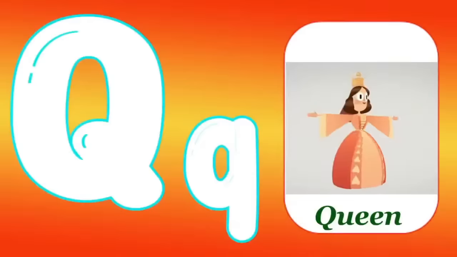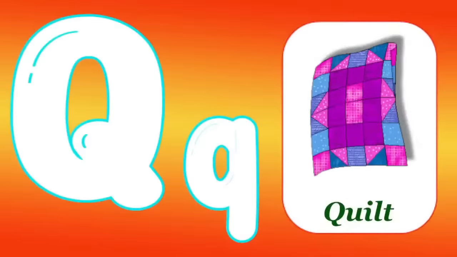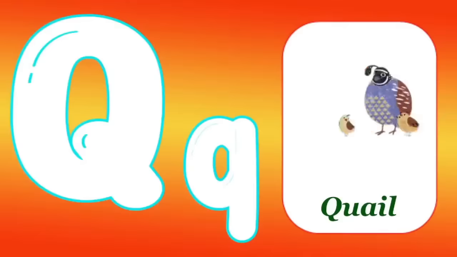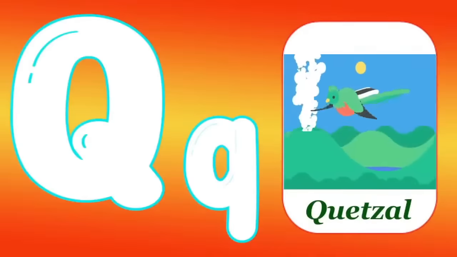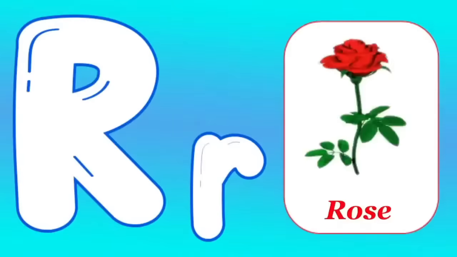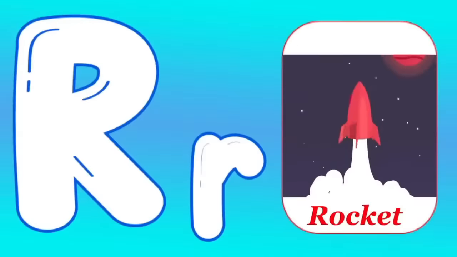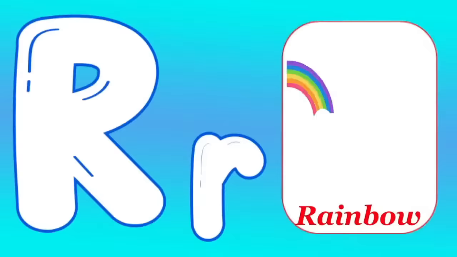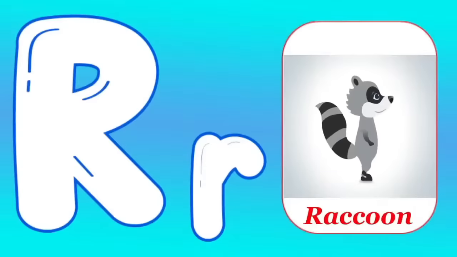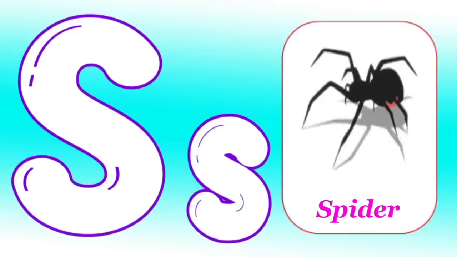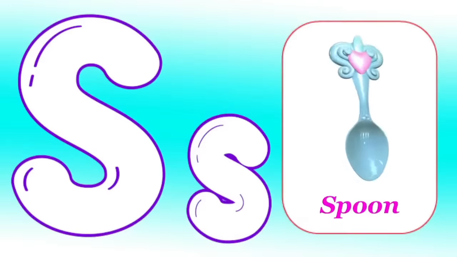Q. Q for queen. Q for quilt. Q for quill. Q for quizzle. R. R for rose. R for rabbit. R for rocket. R for rainbow. R for raccoon. S. S for sheep. S for shark. S for star. S for spider. S for spoon.